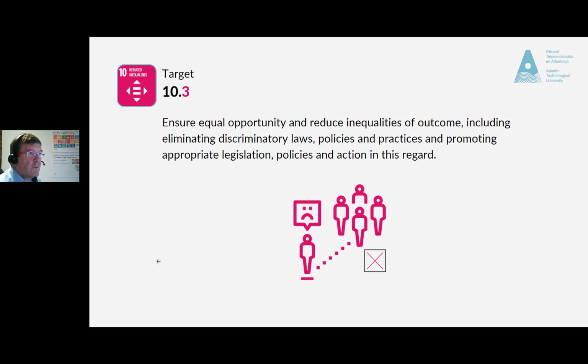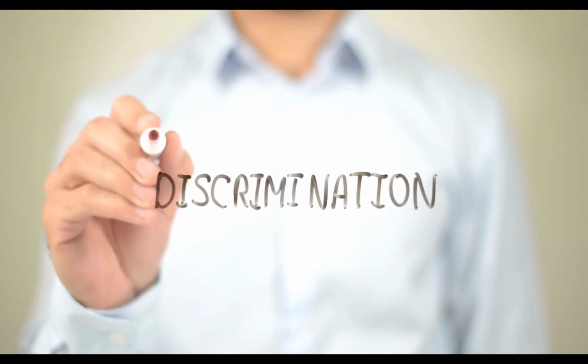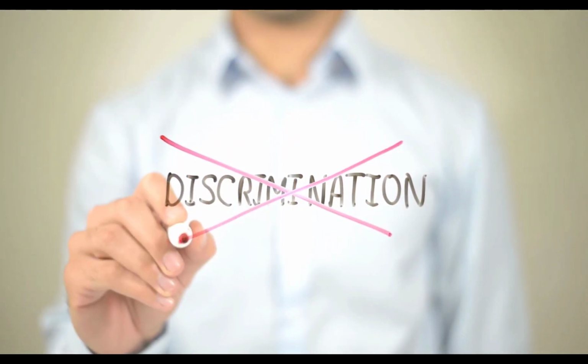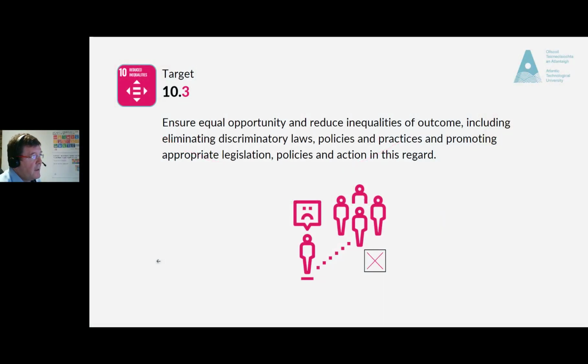Target 10.3: ensure equal opportunity and reduce inequalities of outcome, including eliminating discriminatory laws, policies and practices and promoting appropriate legislation, policies and actions in this regard. Do you think decision makers ever make policy decisions and laws that show a lack of regard for equality? Irish law pre-1974 discriminated against women. Can you think of any current discriminatory laws in Ireland or any other country? What impact do they have? I'm sure you can think of examples.